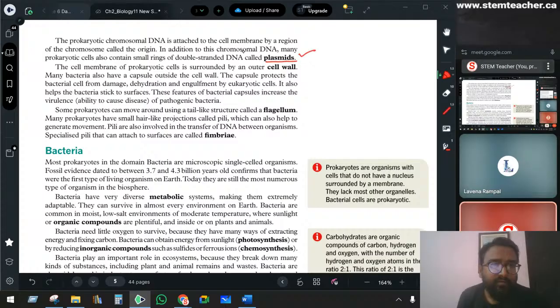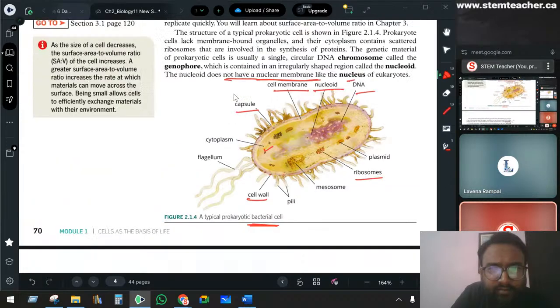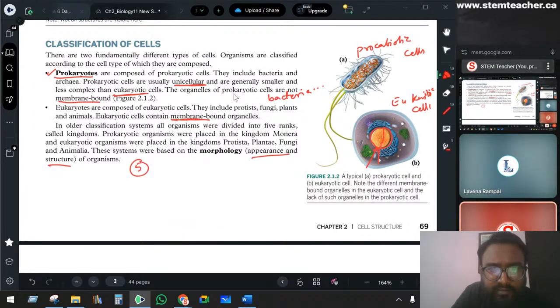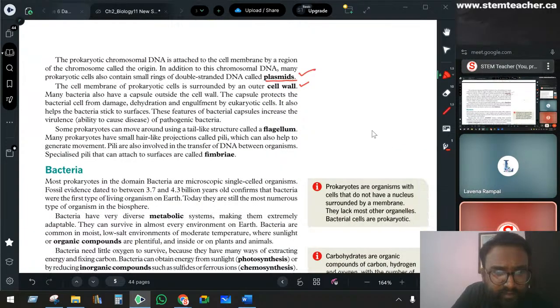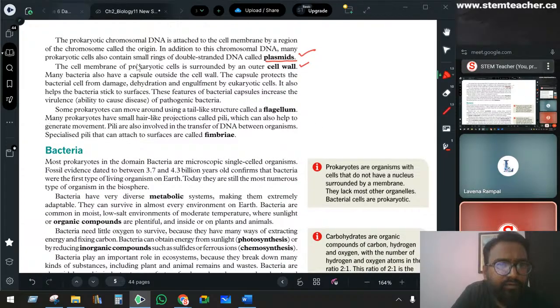Plasmids. The cell membrane of prokaryotic cells is surrounded by the outer cell wall. Previously, he mentioned prokaryotes without a cell membrane. We'll come back to that. So the cell membrane of prokaryotic cells is surrounded by the outer cell wall.